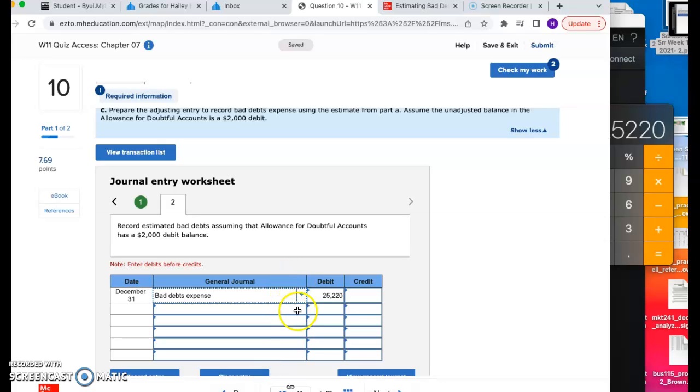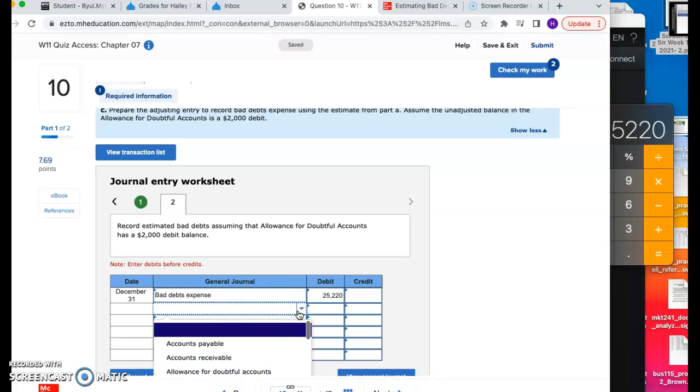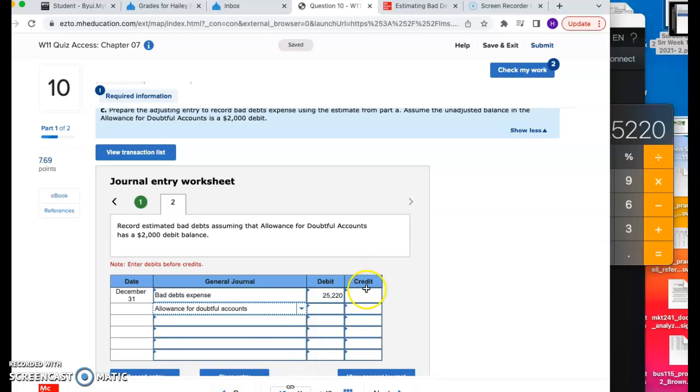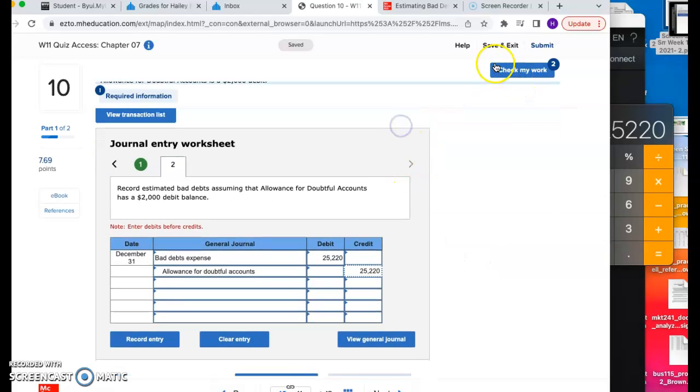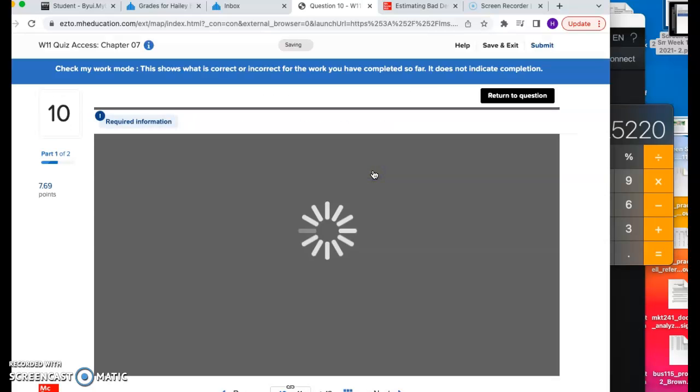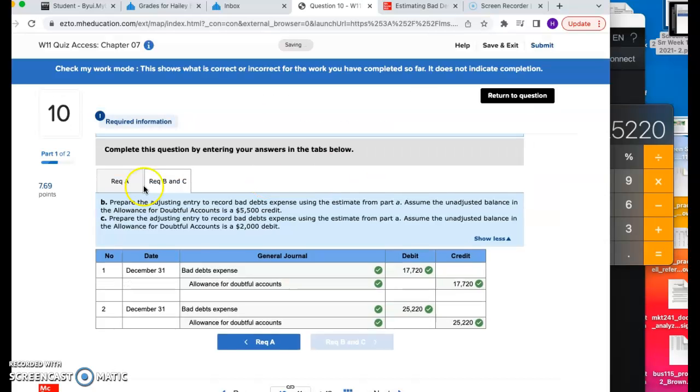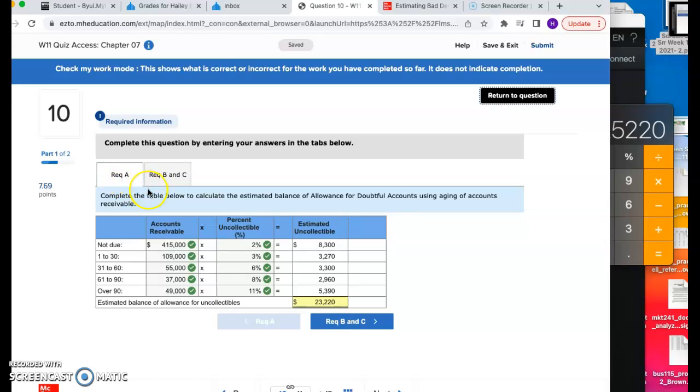That's our bad debts expense, and then the next one is the allowance for doubtful accounts. So it's the same thing as we did for the credit, except we are adding this time because we're talking about debits, not credits. So that's what switches, but otherwise the entries are the same. So that is how you do that problem. We can go ahead and check our work right here. So yeah, that looks good, and that looks good.